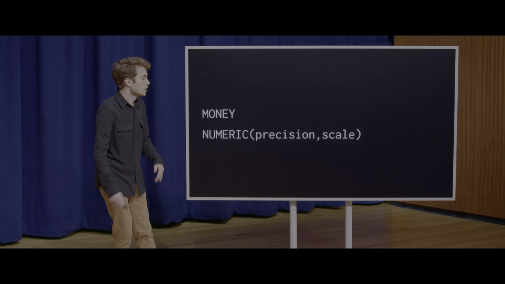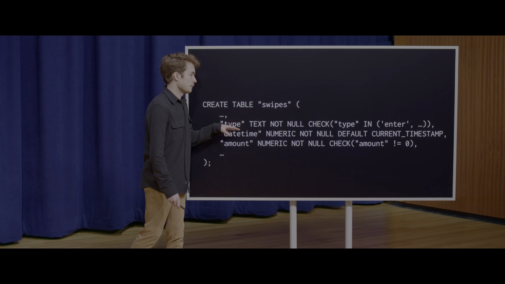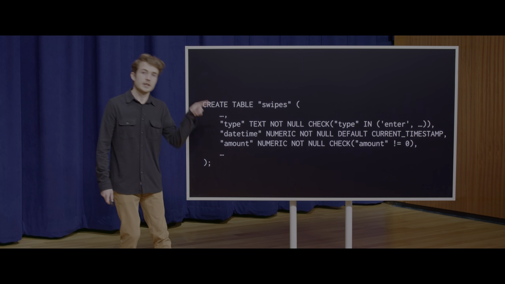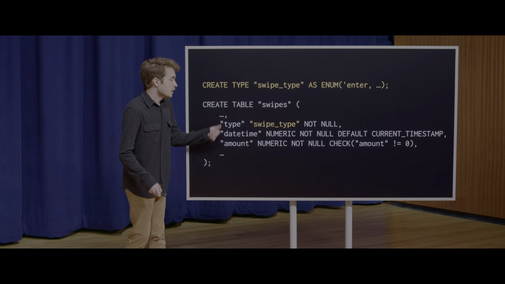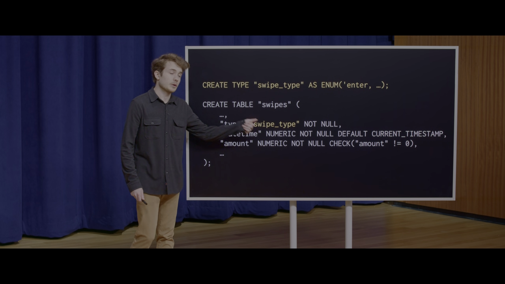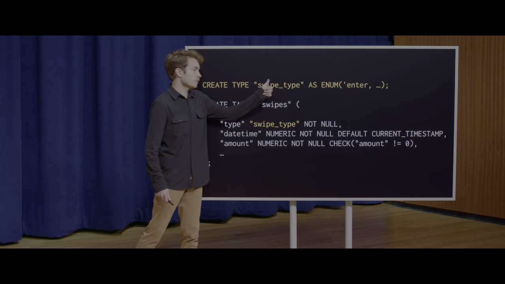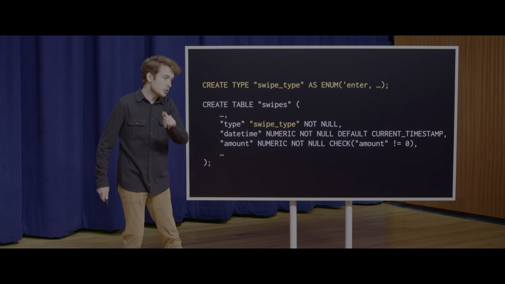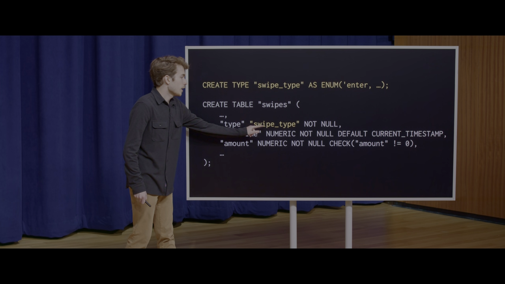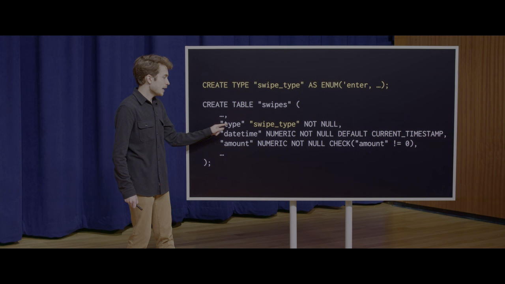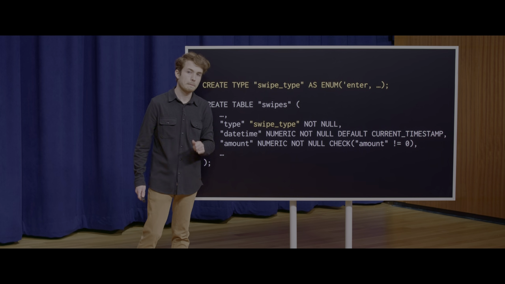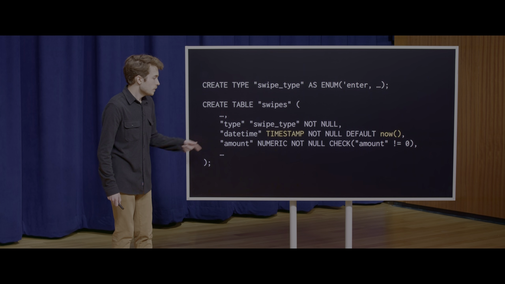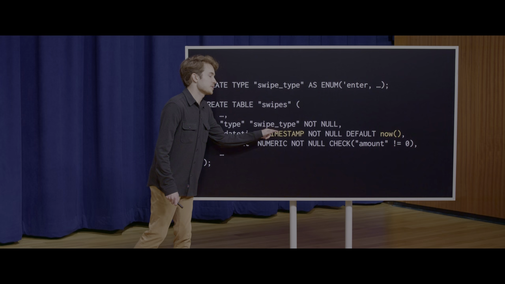So let's update now. Let's go ahead and improve this statement in swipes from SQLite to Postgres. Here I had type. Well, that could now be our very own swipe type. Notice here I defined it up above as an enum. Now I'm going to use it down below in my swipes table. This type column has the type swipe type, and it cannot be null. Then I'll keep going, and I'll make date time just timestamp.